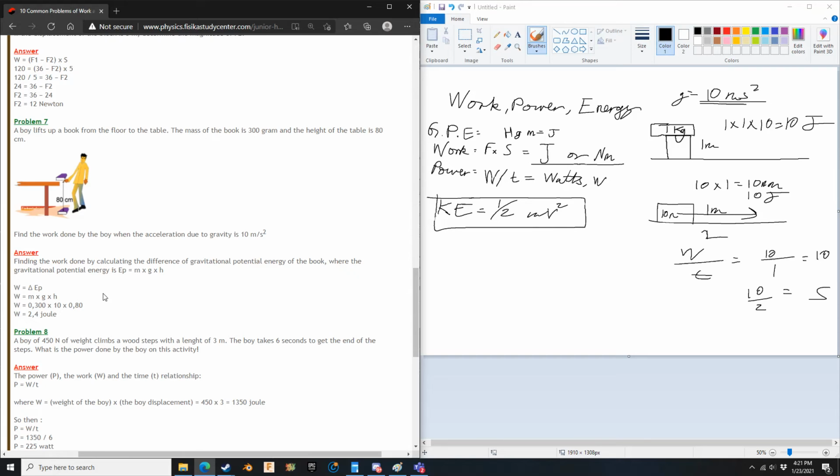So 0.8 meters is the same thing as 80 centimeters, same for the kg, right? And then from there you can quickly find the work.